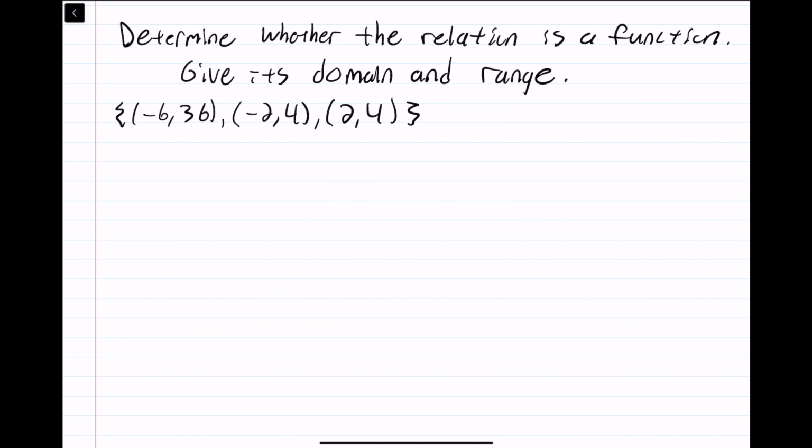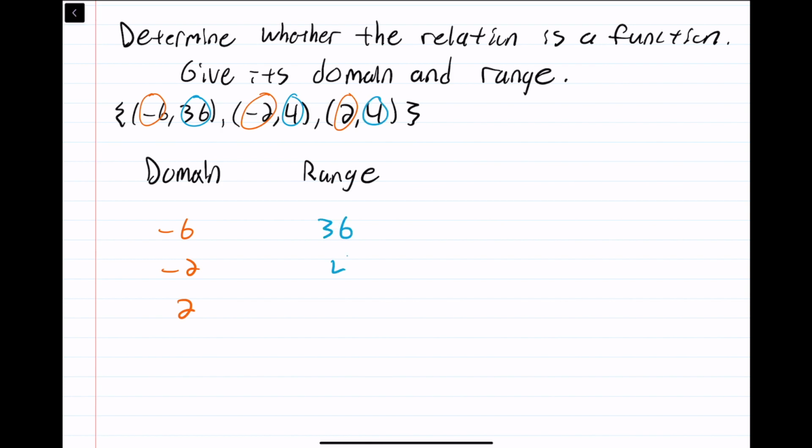So for a third problem, we will write the same thing again. So we'll write all the members of the domain on the left, all of the members of the range on the right. So domain is the first coordinate, input values. So we have -6, -2, and 2. And our range is the output values. So second coordinate, we have 36 and 4. So -6 maps to 36, -2 maps to 4, and 2 maps to 4.